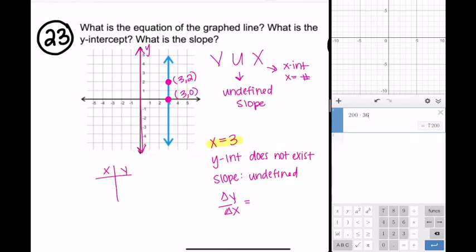If we make a table with these, we have the points (3, 0) and (3, 2). So if we subtract, the change in y would be 2 minus 0. The change in x would be 3 minus 3. 2 minus 0 is 2. 3 minus 3 is 0. Well, anytime there is a 0 in the denominator, we can't divide by 0. So the slope here is undefined because we end up getting 0 in the denominator.